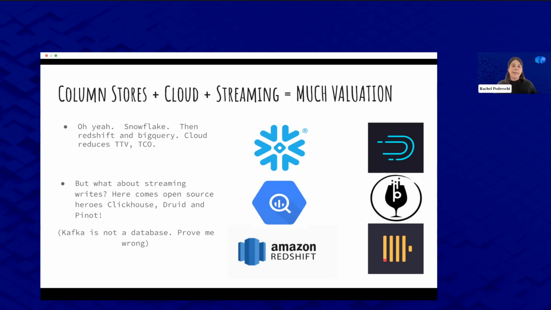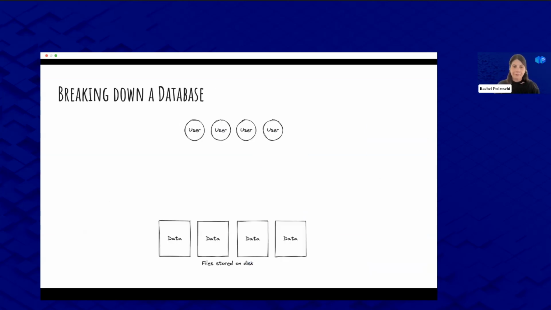So we've seen data warehouses grow from Oracle, and then out of the NoSQL systems, distributed databases of the world, you have distributed OLAP systems that are now designed for the cloud and for streaming. And yeah, there's much valuation associated with them too. But let's, actually, I'm going to stop there.